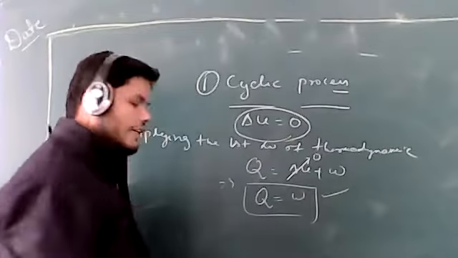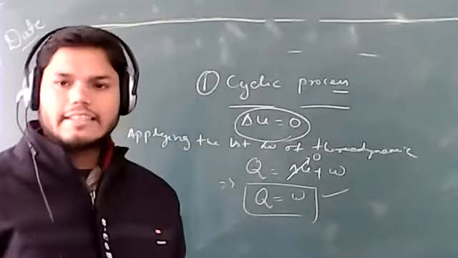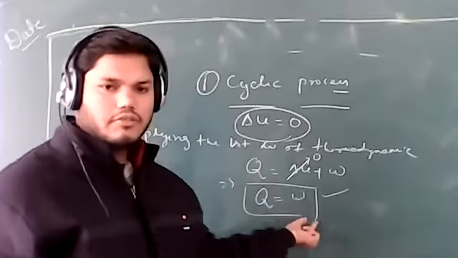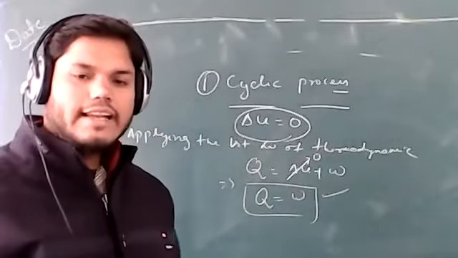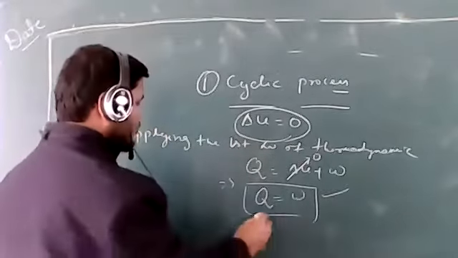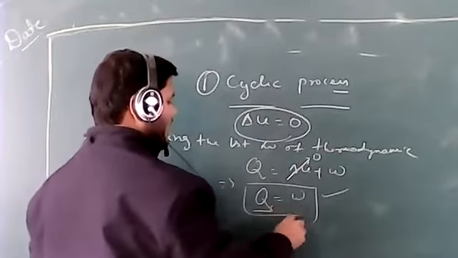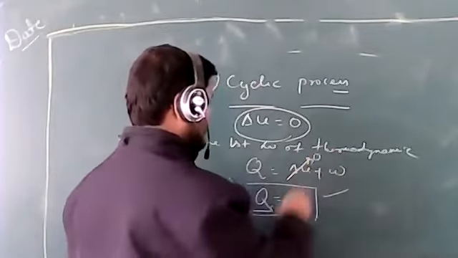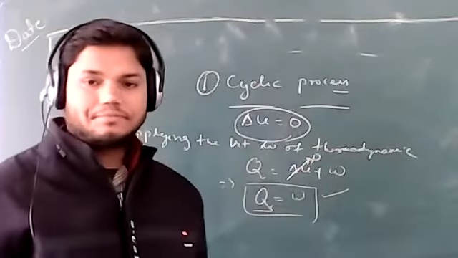So Q means whatever the amount of heat we have given. That will be equal to the net work, the work done, whatever work is produced by the body. Okay, so whatever heat we have supplied will be directly transferred into work done. There will be no increase in the internal energy in the particular cyclic process.